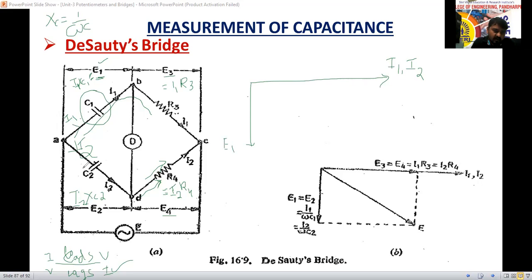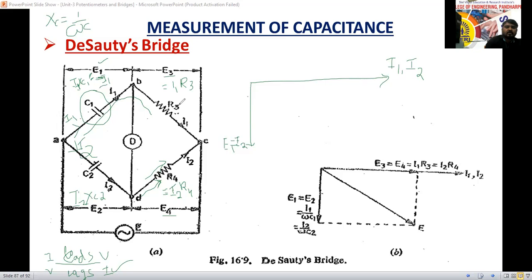Here also, other than capacitor, is there any resistance or inductance here at the second branch? No. Then we can write E1 equal to E2. Yes? Yes, sir. E1 equal to E2. Already the E1 formula is I X C1, which is nothing but I1 divided by omega C1. We can write here now. XC is equal to 1 by omega C. Here XC1 is there, 1 by omega C1 you can write here. XC2 is there, 1 by omega C2 you can write here.